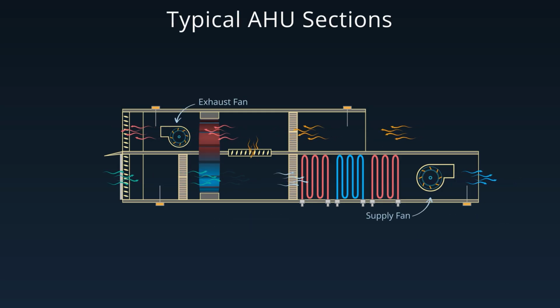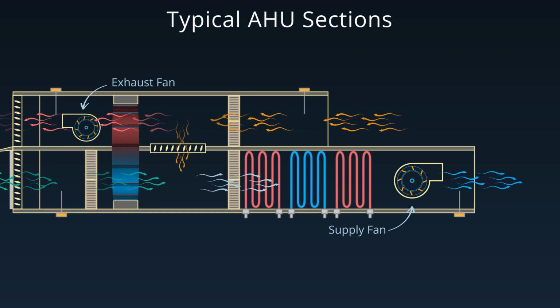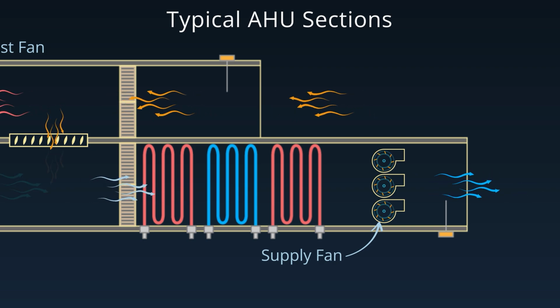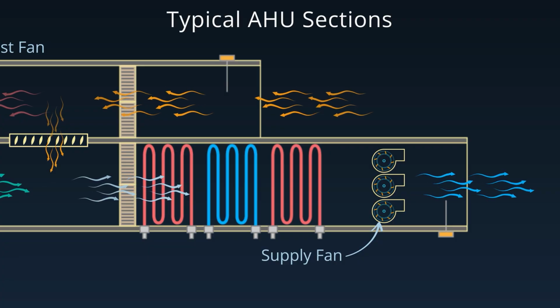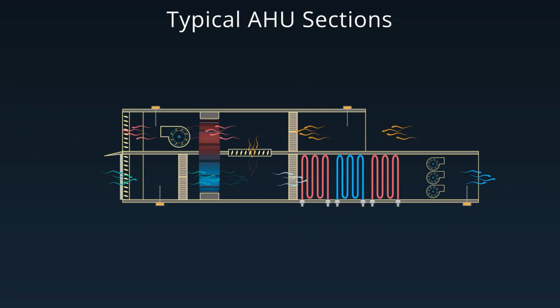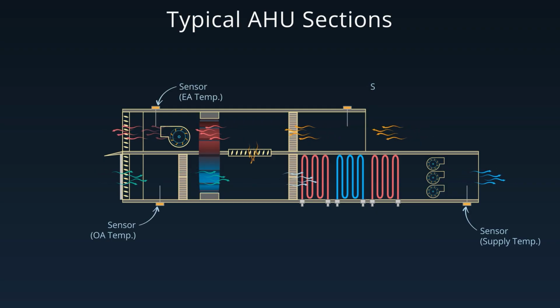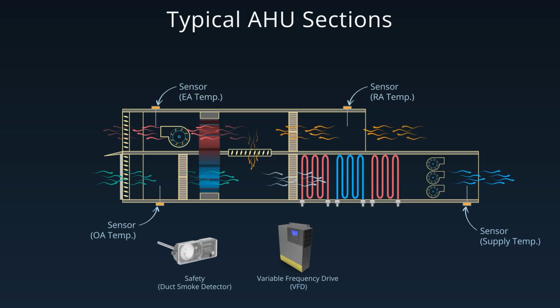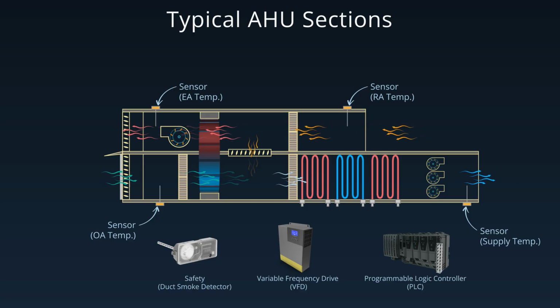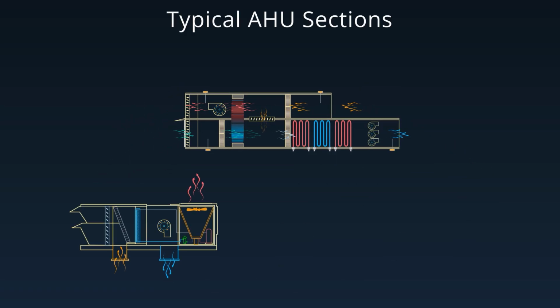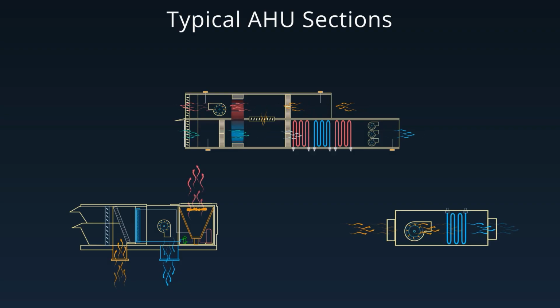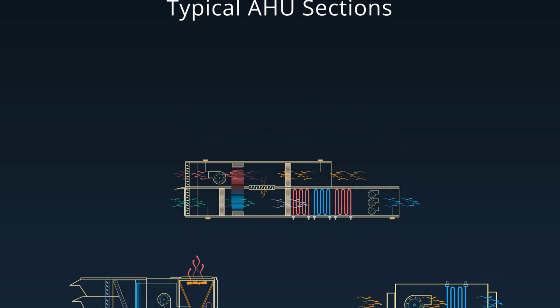Fans. A supply fan and often a return or exhaust fan move air through the system. Many AHUs now use fan arrays, which are multiple small fans in parallel, for redundancy, energy efficiency, and ease of maintenance. Controls. AHUs include sensors, safeties, variable frequency drives or VFDs, and a programmable logic controller or PLC to monitor and manage performance. Many of these components are also found in package units and in the indoor units of split and VRF systems, which we will discuss later.